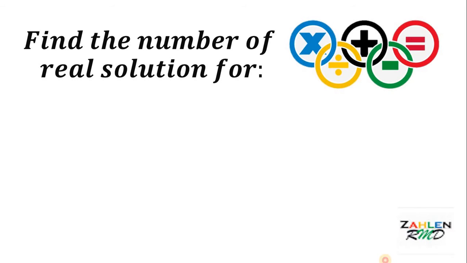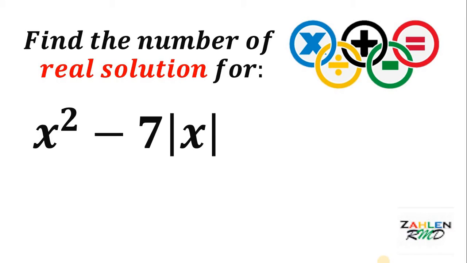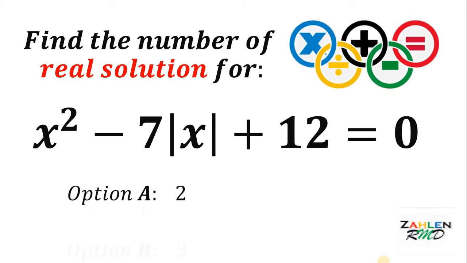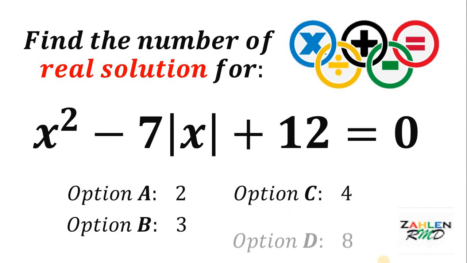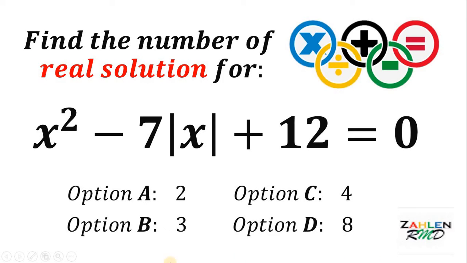Find the number of real solutions for the equation x squared minus 7 multiplied by the absolute value of x plus 12 equals 0. Here are the options: option A is 2, option B is 3, option C is 4, and option D is 8. Again, our goal is to find the number of real solutions for this equation. We don't really care what the solutions are, but our goal is to count how many real solutions there are.